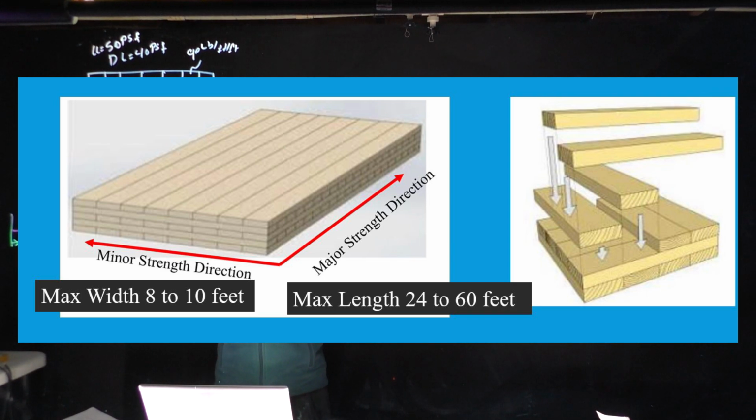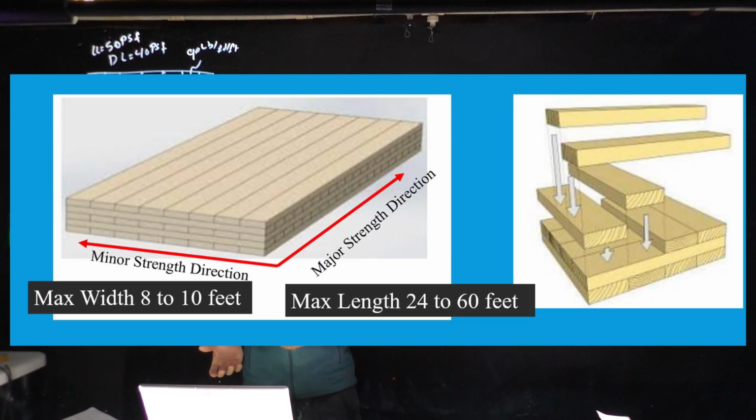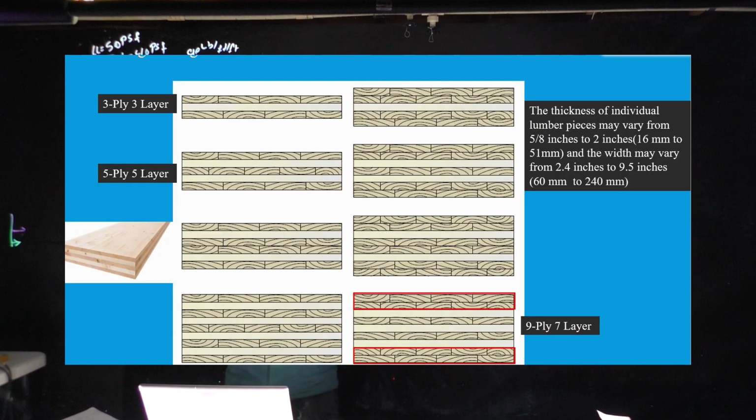For example, when we use CLT in a wall, it is installed so that the boards on the outer layer of the panel have their grain running vertically. When CLT is used in a floor and roof application, panels are installed so the boards on the outer layer run parallel to the span direction. CLT panels are stacked in different layers, with variations like 3-ply, 5-ply, 7-ply, and 9-ply. We will do some examples here.